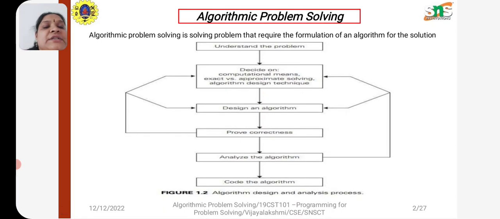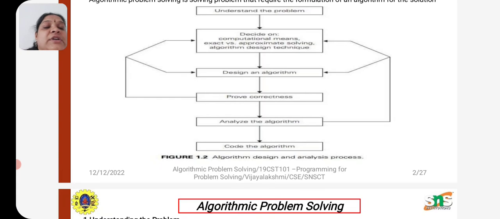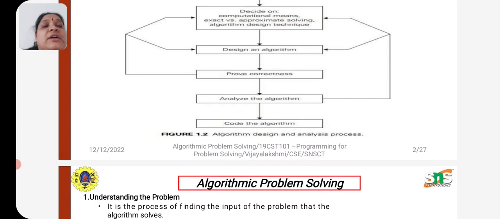So the basic thing is, first we need to define a problem and you have to understand the problem, and the second is you have to decide on which computational technique you are just going to use to apply for any problem. And the third one is you are going to design an algorithm, and the fourth one is once you have designed, you have to prove it for correctness. And the next one is once it is correct, you are just going to analyze it, and at last you are just going to code the algorithm.